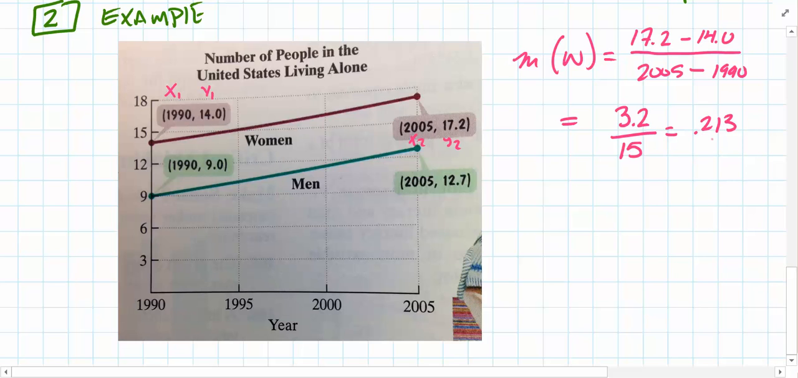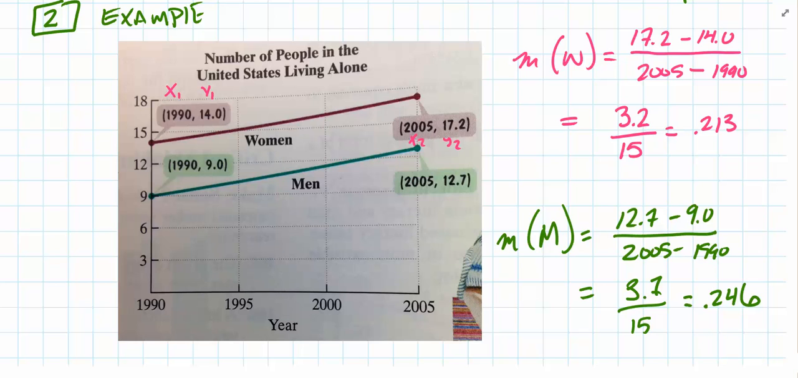Everyone in this room, go ahead. Calculate the slope for men. Ready, set, go. Okay, how many came up with 0.246 for the guys? Okay, so even though these look parallel, are they parallel? No. Okay, so here's what I want us to figure out. The rate at which men are living alone in the United States is climbing faster than the rate at which women are living alone. That's what this is saying. Do you guys understand? Okay, so I wonder at what year men living alone will surpass women living alone. Well, if you had to make a guess, what year do you think that would be?